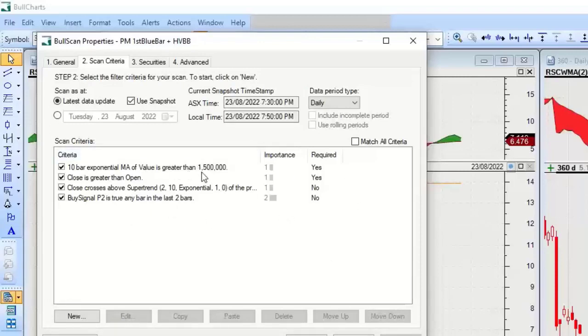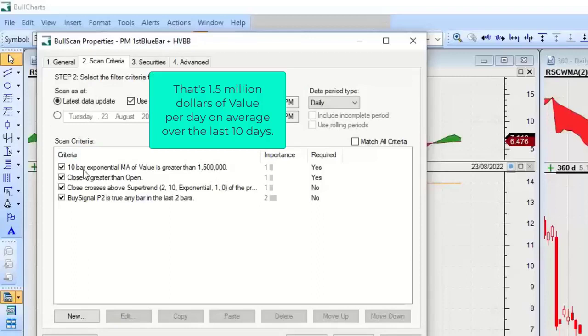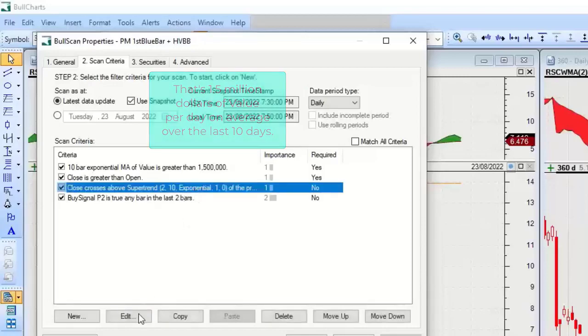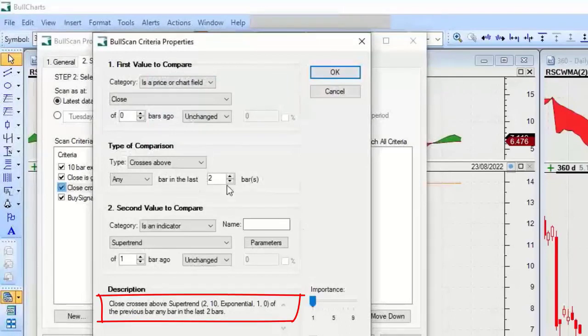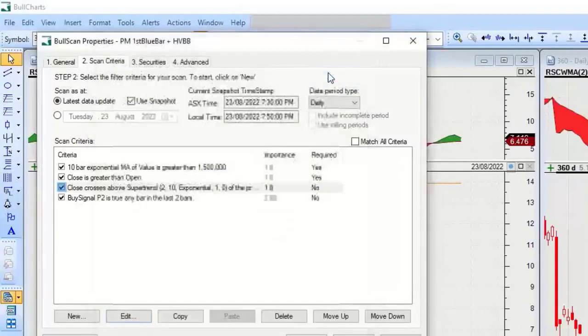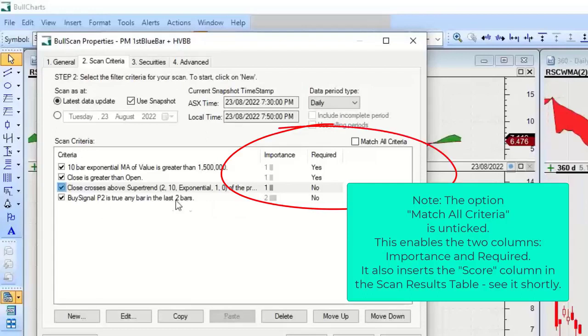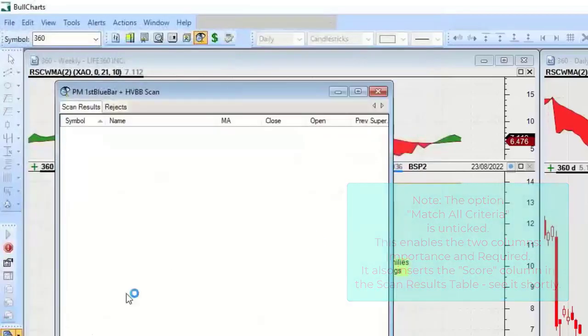So I'm looking at this particular scan, looks for stocks trading greater than 1.5 million over 10 days. The last bar is an up bar, and that the close crosses above my Supertrend indicator anytime in the last 2 days. So if I don't do the scan one day, it'll come up on the next day's scan. And then I want the same thing with the signal bar. Now I've just increased the importance of the high volume bullish bar so I can get it on top of my scan. So if I apply that scan and run it now, this will be on today's data.